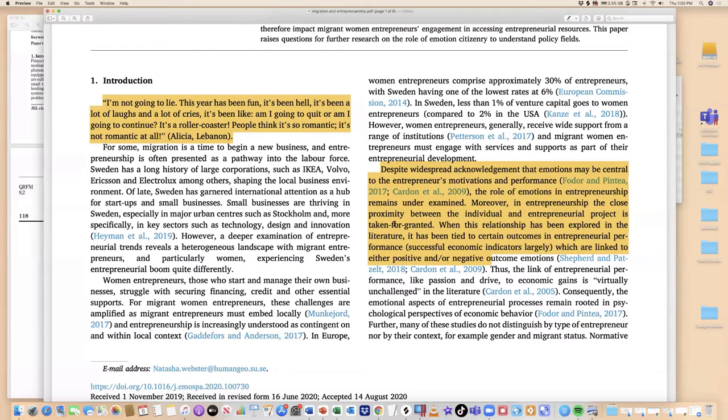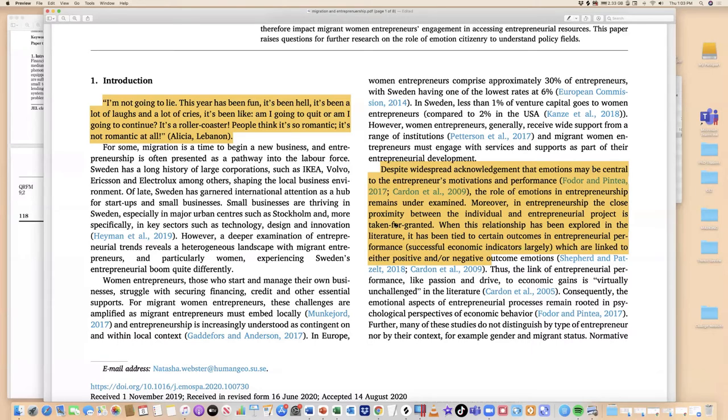Sweden has a long history of large corporations such as IKEA, Volvo, Ericsson, Electrolux, among others, shaping the local business environment. Of late, Sweden has garnered international attention as a hub for startups and small businesses. Small businesses are thriving in Sweden, especially in the major urban centers such as Stockholm, and more specifically in key sectors such as technology, design, and innovation. However, a deeper examination of entrepreneurial trends reveals a heterogeneous landscape with migrant entrepreneurs, and particularly women, experiencing Sweden's entrepreneurial boom quite differently. This is coming from practice again. Women entrepreneurs who start and manage their own businesses struggle with securing financing, credit, and other essential support.